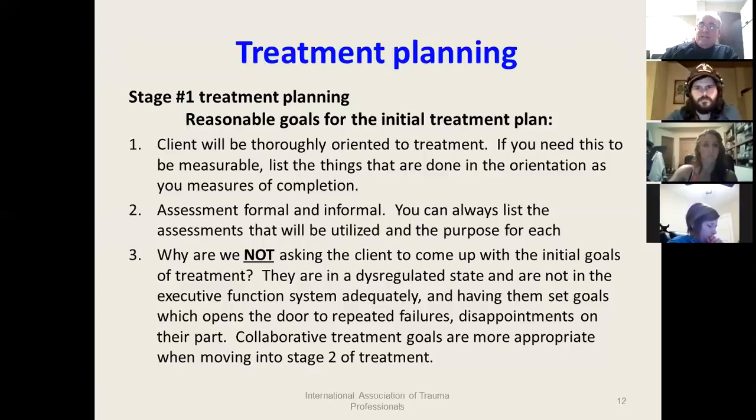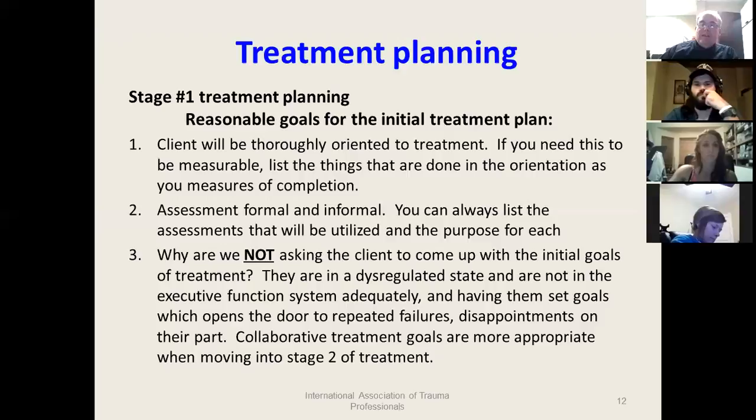If they were honest, they'd say, I don't want to feel this way anymore, period. Or people are telling me that I shouldn't be doing this stuff. However, that's not a very efficient treatment plan. And so one of the things I'm going to suggest is when you're in stage 1, you want to dictate the treatment plan. When you get ready to move into stage 2, then they're regulated enough to have capacity to be collaborative. Does that make sense to folks?